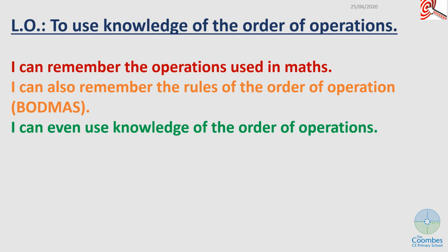There are three success criteria that will help you to achieve the objective. First, that you can remember the operations used in math. Second, that you can also remember the rules of the order of operation, that's BODMAS. Third, that you can even use knowledge of the order of operations.